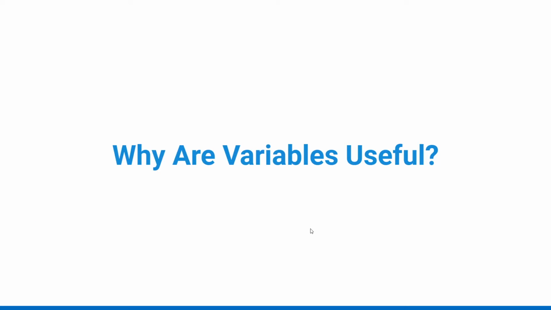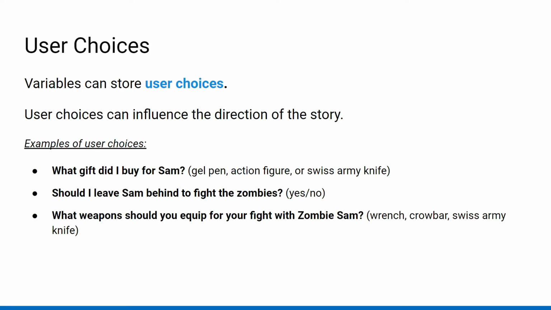Okay. So why are variables useful? Variables can be used to store user choices, and user choices can be used to influence the direction of a story. A few examples. Hopefully it's not lagging. It's kind of lagging on my end.